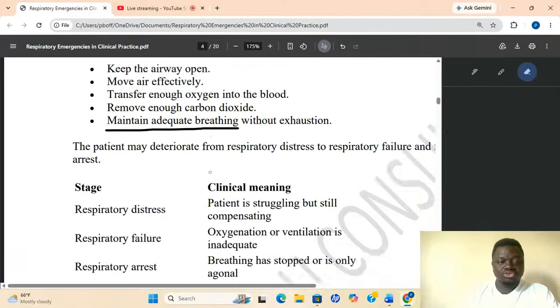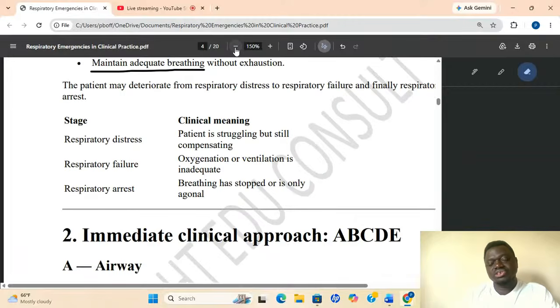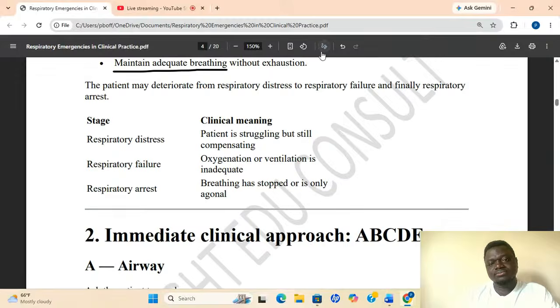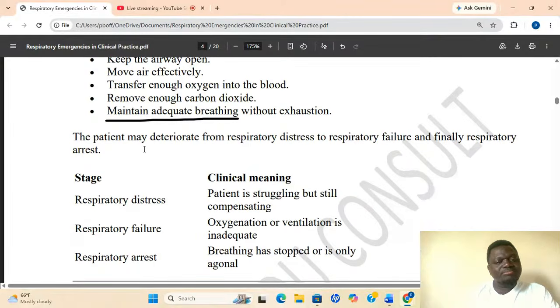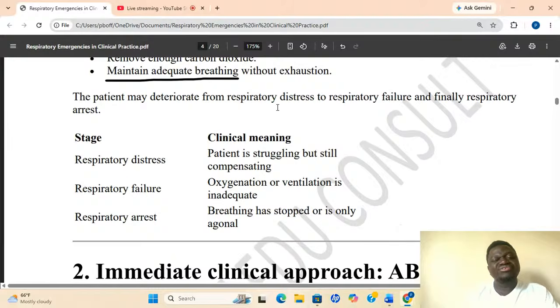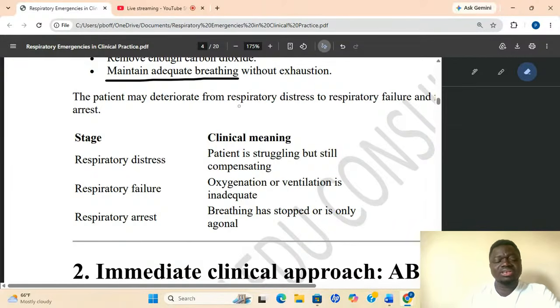Okay, good. So let's continue our journey. So the patient may deteriorate from respiratory distress to failure, and finally arrest. So before we say somebody has respiratory arrest, there should be what? A distress.